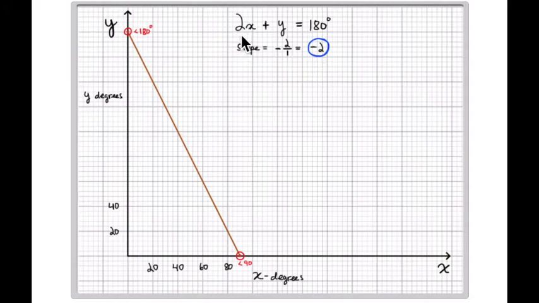And you can get that from this standard form of the equation. It's -2/1, because I have to decrease the degrees in y for every increase in the degrees in x. And I have to decrease this 2 degrees for every 1 degree increase in x. So that's a slope of -2, a -2/1.